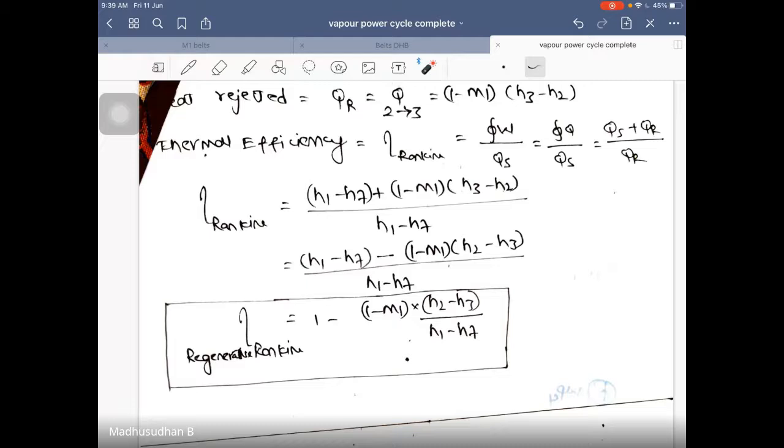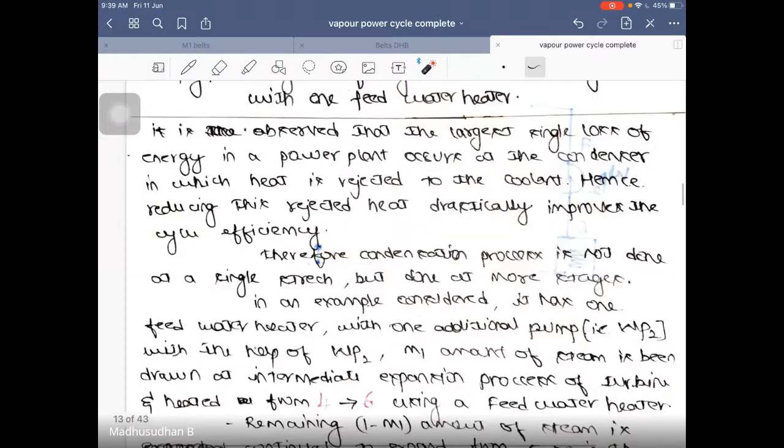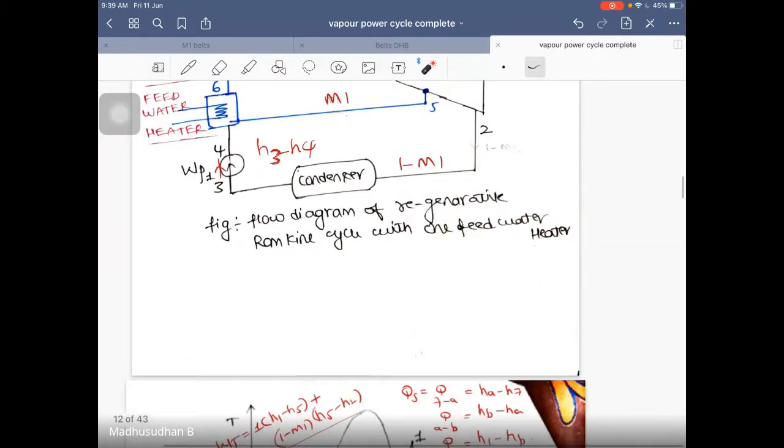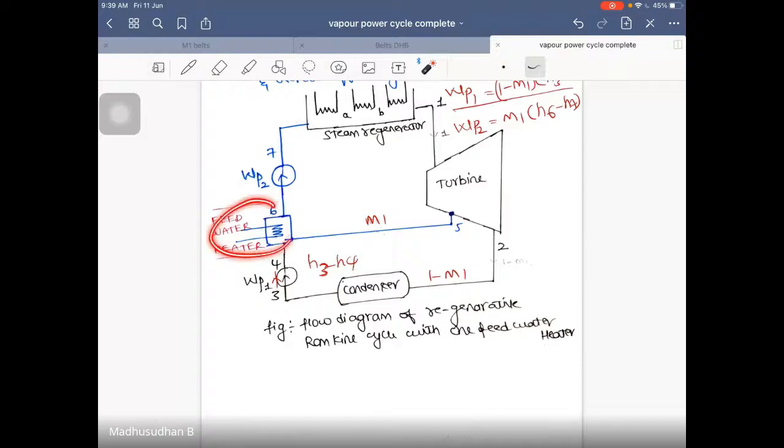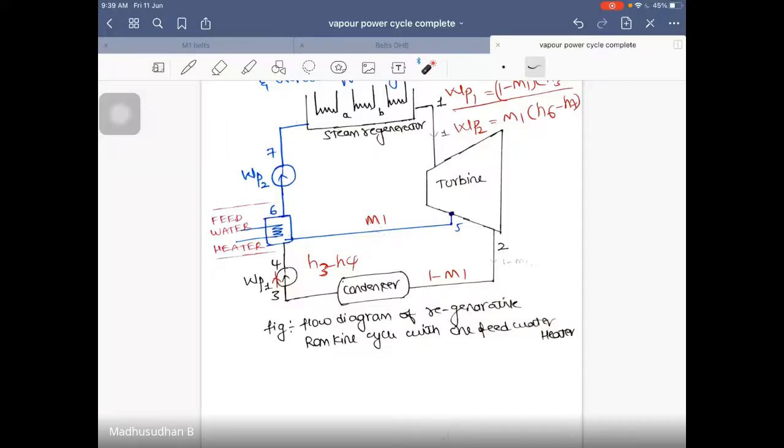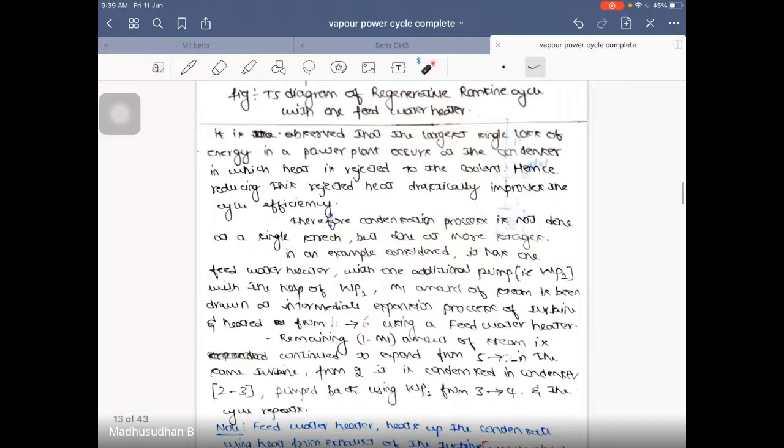Examinationally, regenerative Rankine cycle is a very, very important question. In this particular question, he will be asking till here. If you calculate and derive the efficiency up till here, you will get 10 marks in your examination. And remember, whatever the question is asked, this is with one feed water heater. How many feed water heaters are there here? One. Only one. Now, look at this beauty.